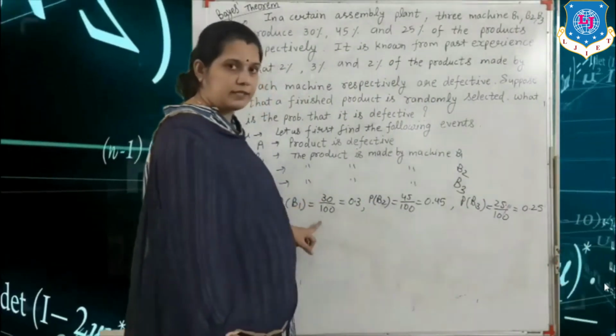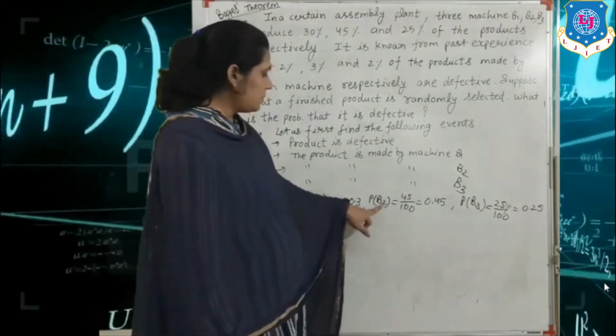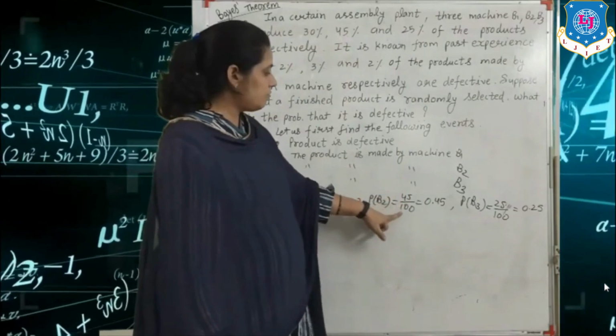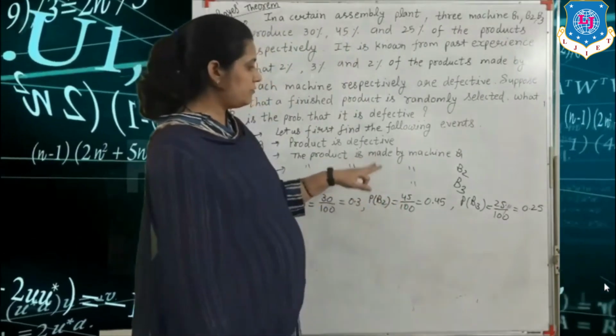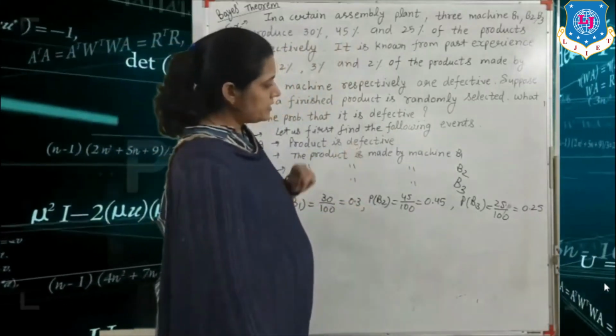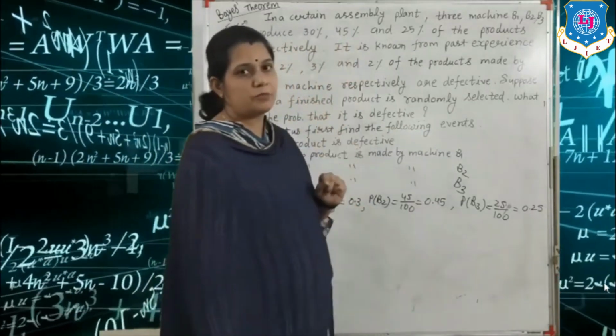So we write here 30 by 100, that means 0.3. Probability of B2 is 45%, so we write here 45 by 100, that means 0.45. And the third one is the probability of B3, that means 25 by 100, which is equal to 0.25.